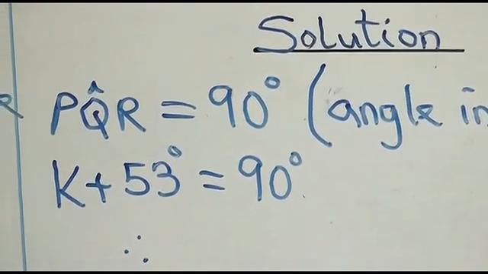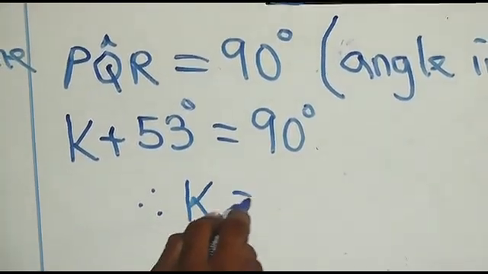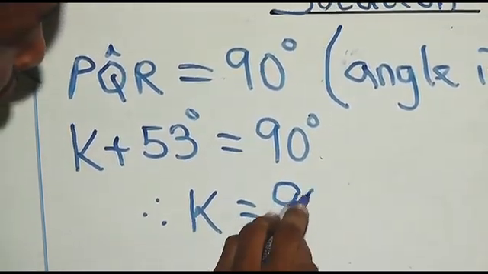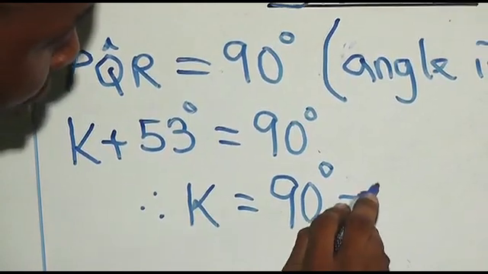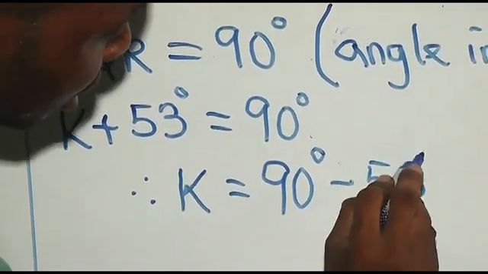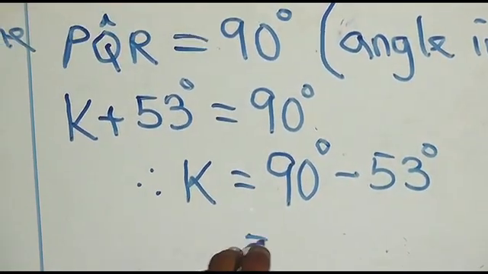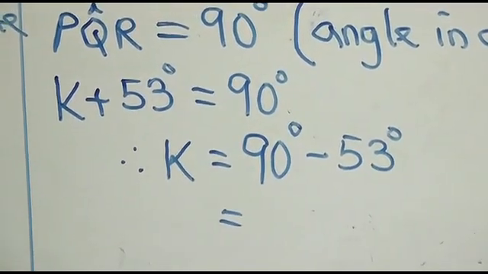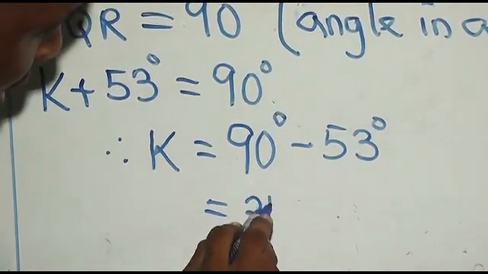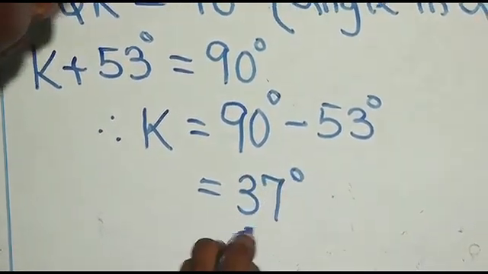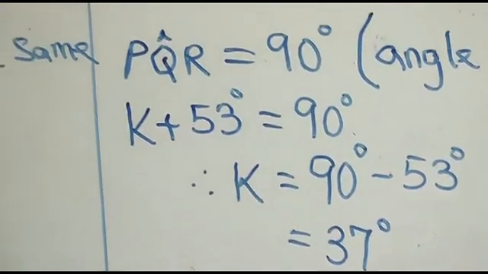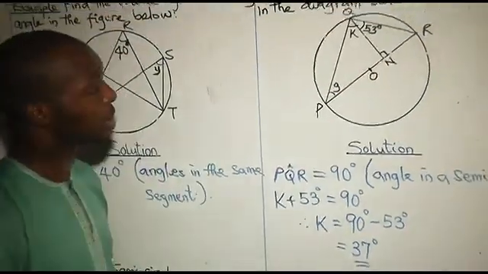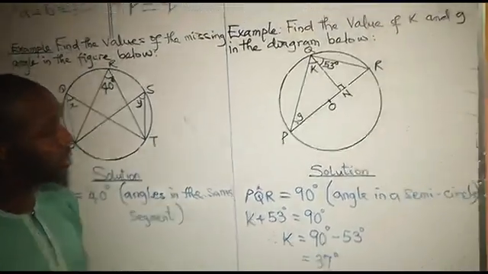So now we can look for the value of K. So therefore, K is equal to what? Collecting like terms, we have 90 degrees minus 53 degrees. 90 degrees minus 53 degrees gives you 37 degrees. So the value of K here is 37 degrees.